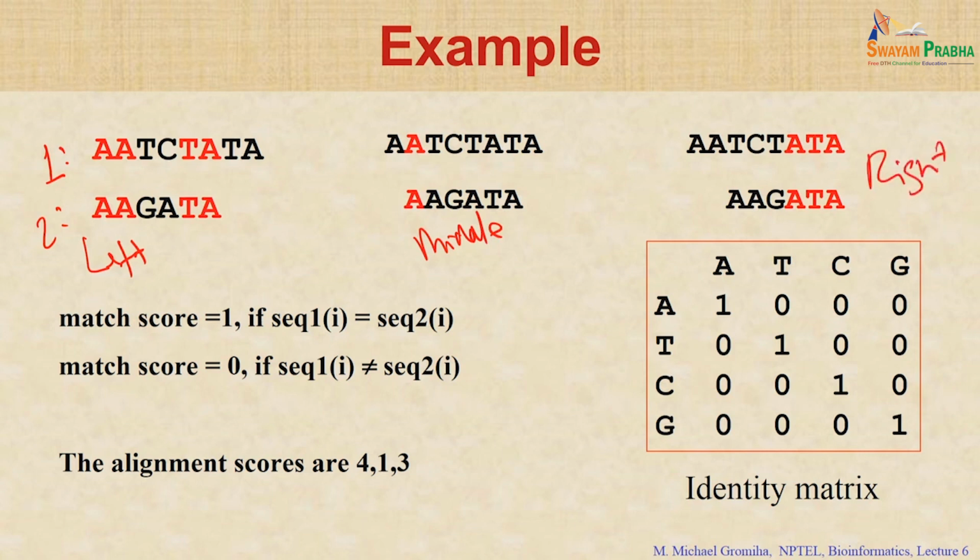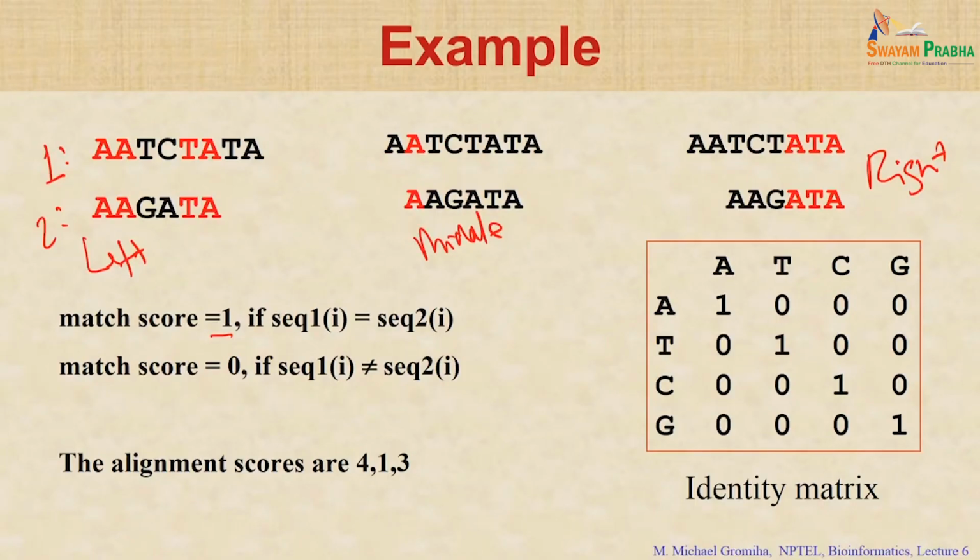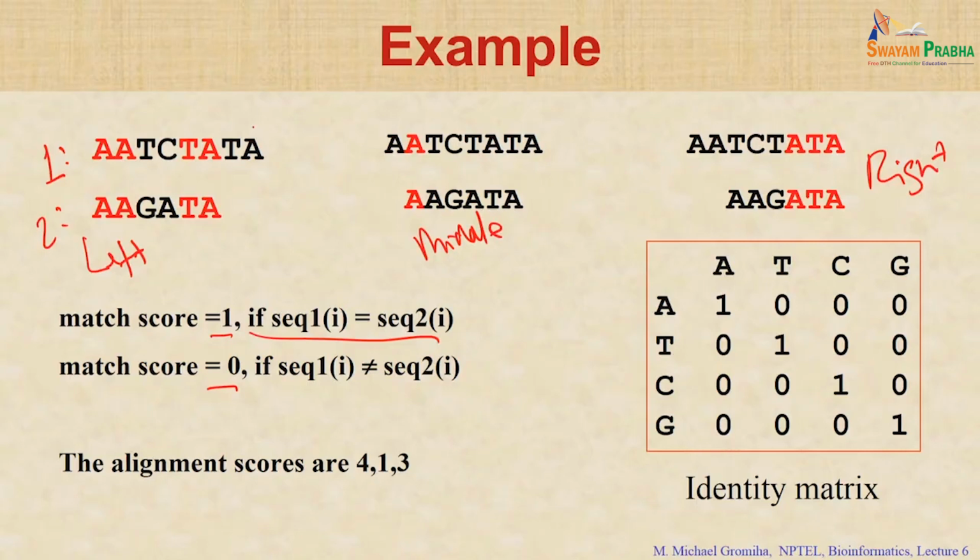Now, we see which alignment is the best. So, we use some scores. For example, if the residues in sequence 1 and sequence 2 are the same, we give a match score of 1. If they do not match, if there is any change, we give a score of 0. In the first alignment, how many matches? 1, 2, 3, 4 matches. So, the score will be 4, because for all the mismatches we put 0. So, 4 plus 0 is equal to 4.